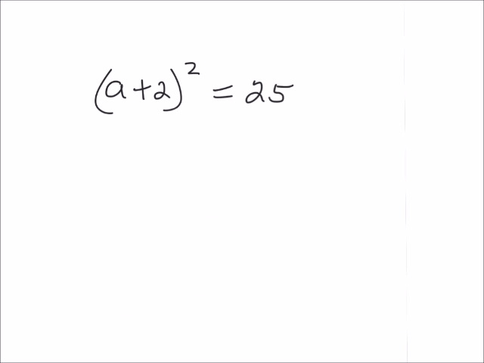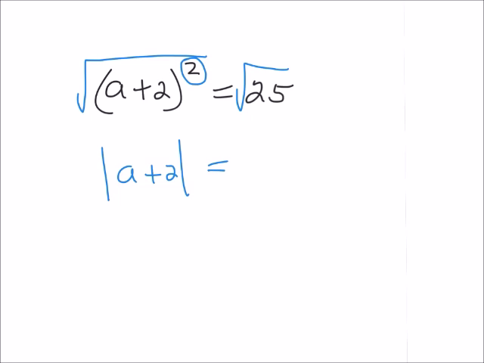Let's look at another problem. So here we have a square on the left side and a square on the right side. So to get our a alone, we have to get rid of the square. So to do that, we take the square root of both sides. So the square root of the left side is actually the absolute value of a plus 2, because the square root just got rid of the square. So we're left with the absolute value of a plus 2 equals the absolute value of 5.